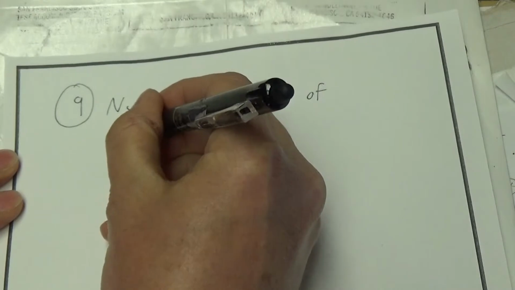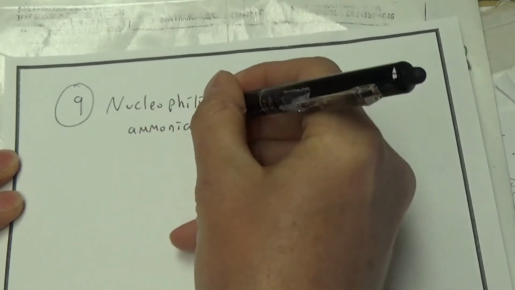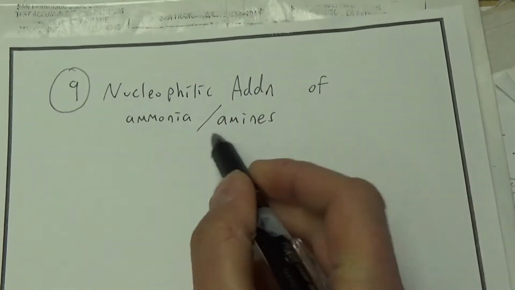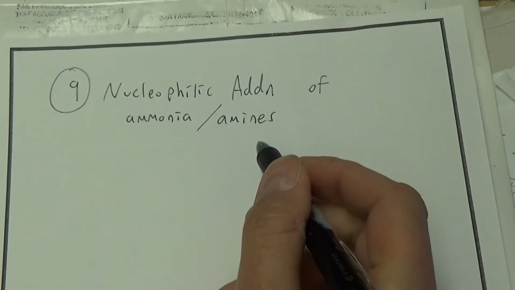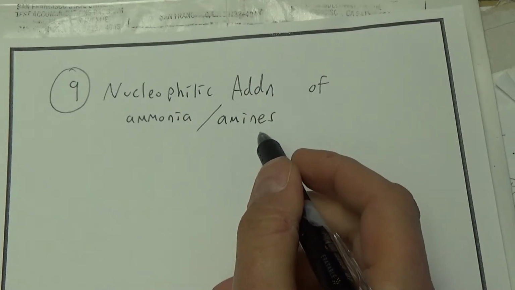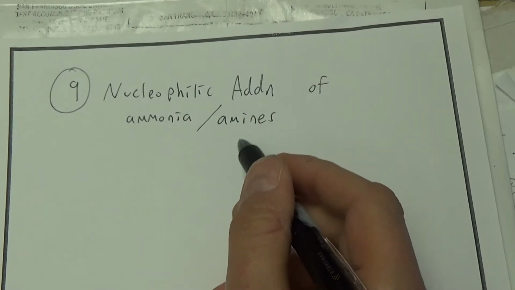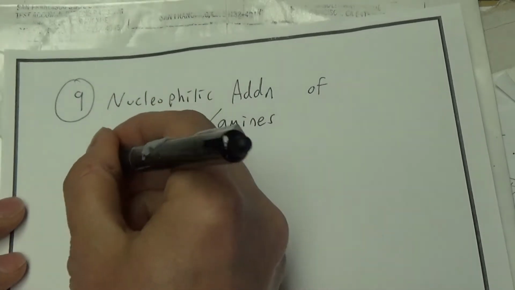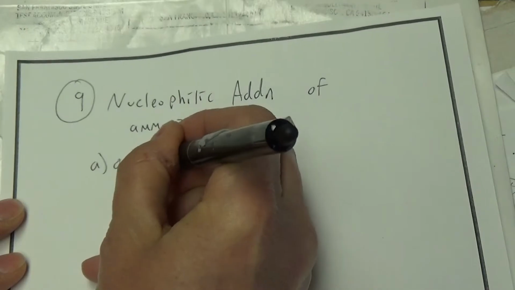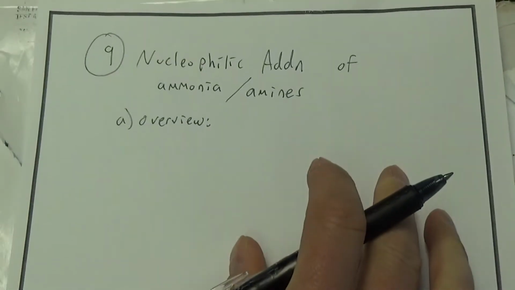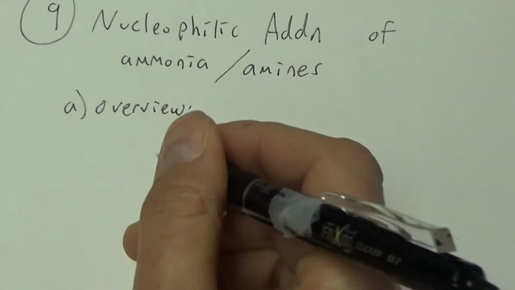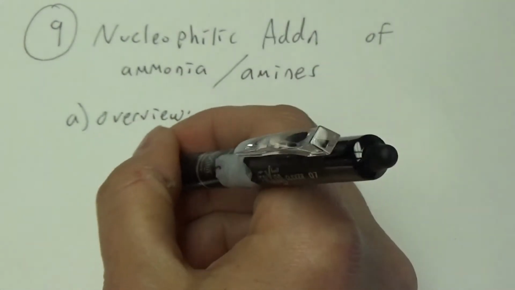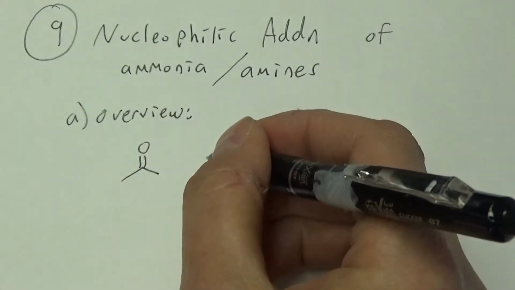And one of those things is ammonia, and we'll say amines in general. So ammonia is NH3, amines means like RNH2 or R2NH, the amine functional group. Alright, so overview first. The two things you're going to see are these, and they all have a pretty similar mechanism.